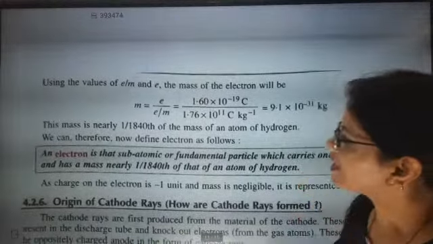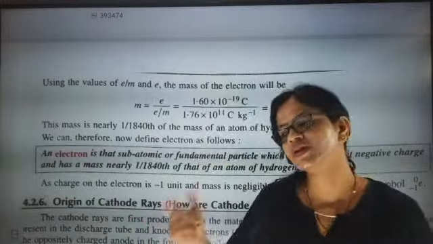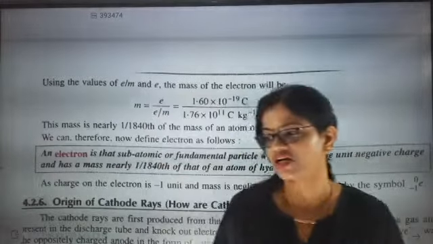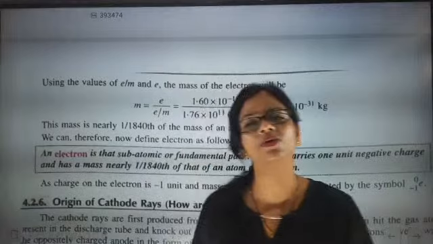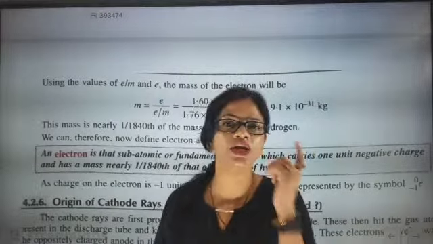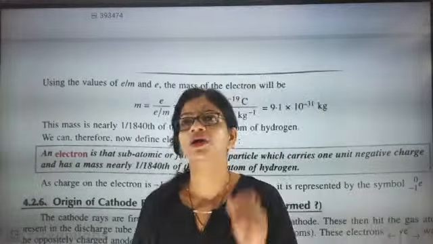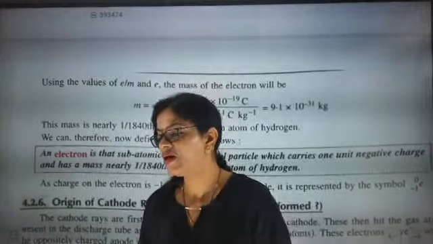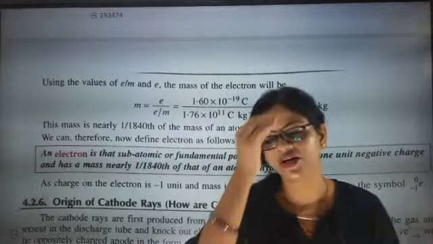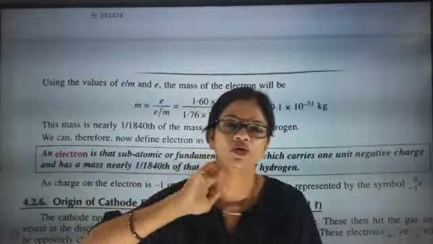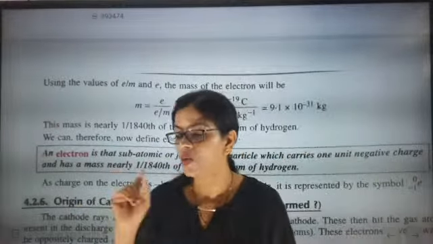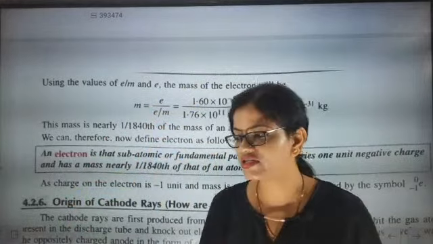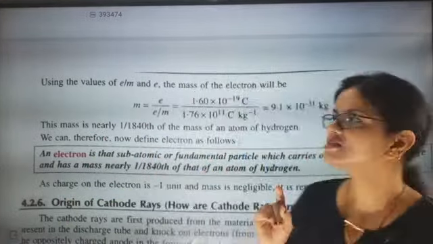Okay, so 1 unit negative charge we have seen. Now it is time to get the mass of electron. How much is 1 unit of charge? It is 1.6 into 10 to the power minus 19 coulomb. That value you have to remember. So 1 unit we were talking about is exactly 1.6 into 10 to the power minus 19 coulomb.